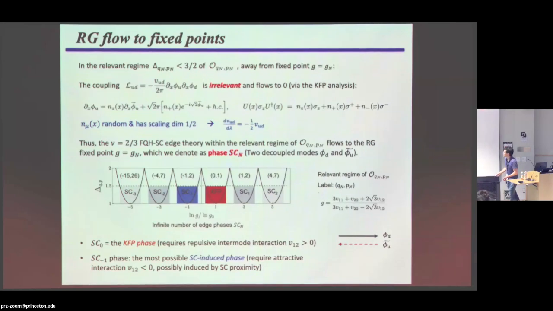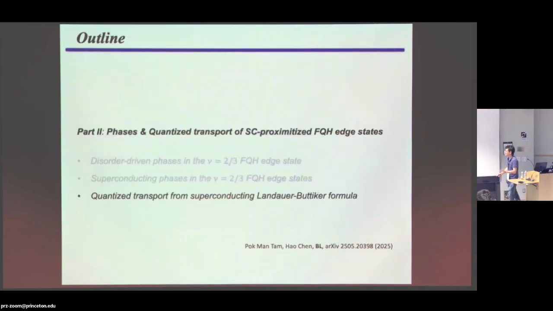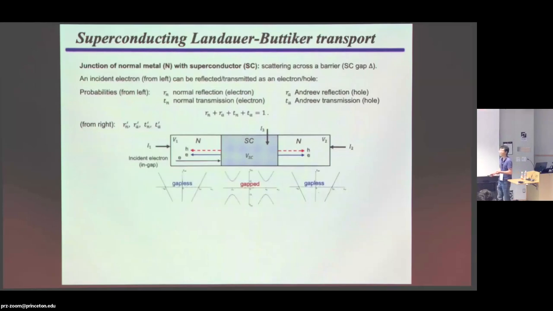Okay, the remaining task is to show that these fixed points actually have different quantized transport. In terms of time, I'll go a bit faster. So there's a generalization of the Landauer formula to the superconducting case. Originally it's for nanowires, but it similarly applies to edge states.